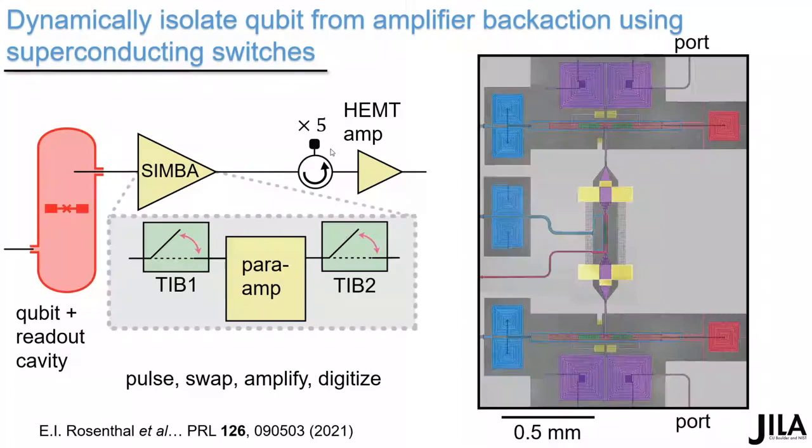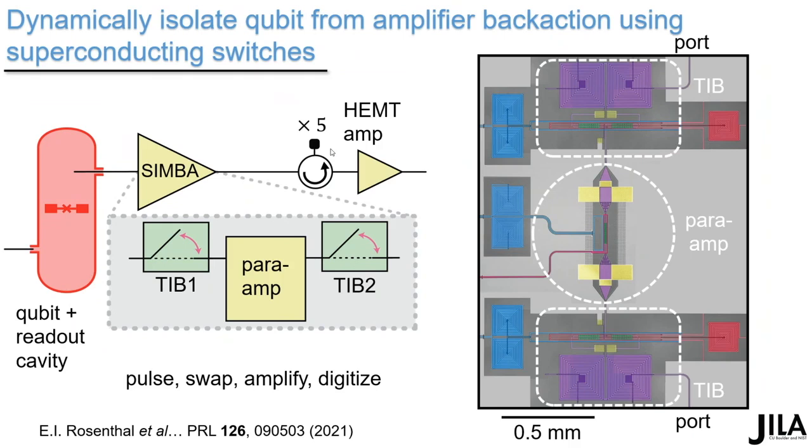A false-colored photo of the combined device is shown here. The parametric amplifier is at the center of the chip, and the TIBs are placed on either side. I'd be very glad to go into the engineering details later for anyone who's curious, but for this talk, let me focus on showing you how we use the integrated device for qubit readout and how we characterize its performance.